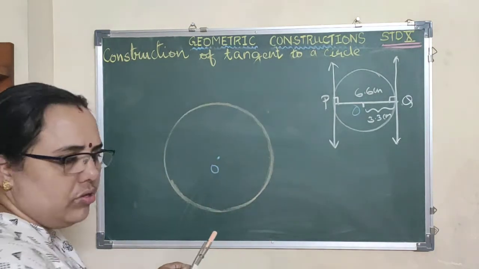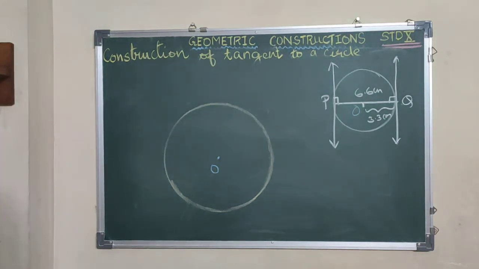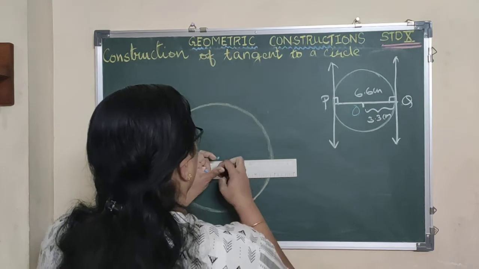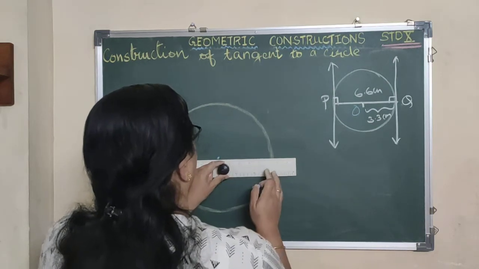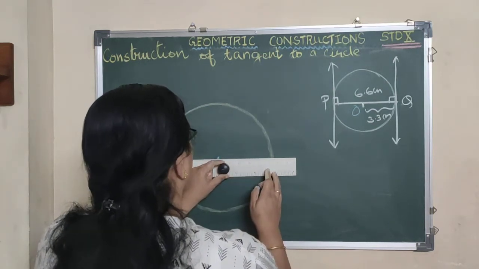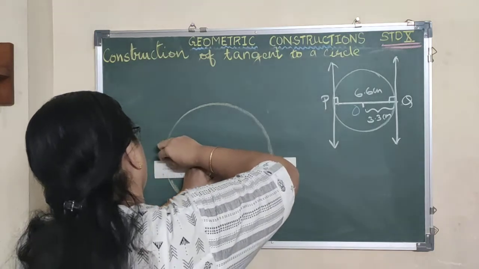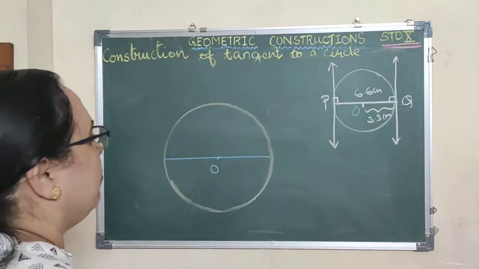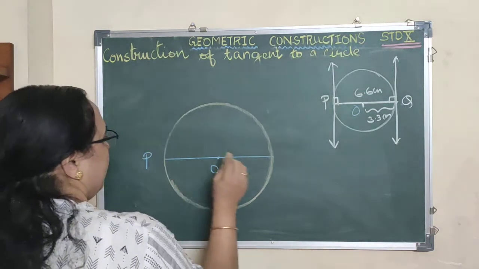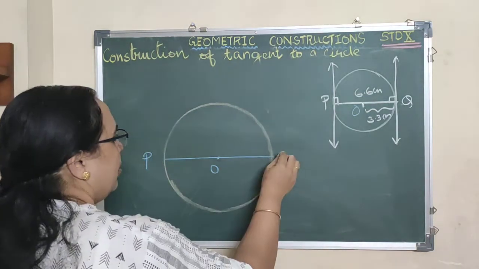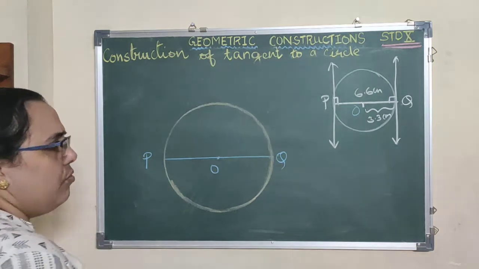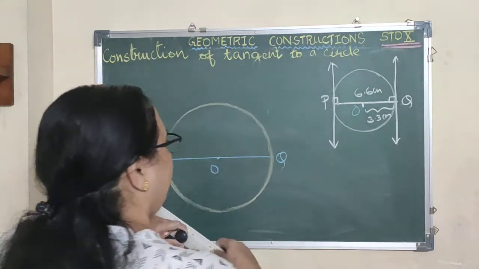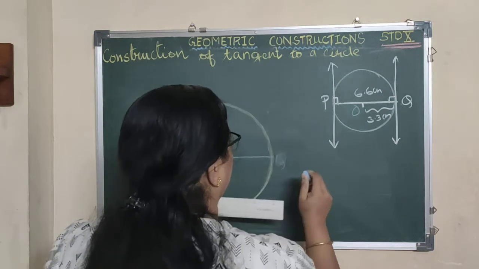We can just draw it by joining any one of the diameters passing through the center. So you will find it is 6.6. So this is my point P, this is my point Q. Now at points P and Q, how do we draw the tangents? Very simple. Before naming it, we will first extend it outside.